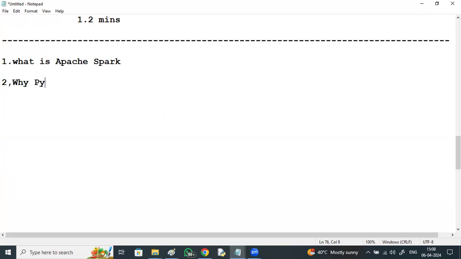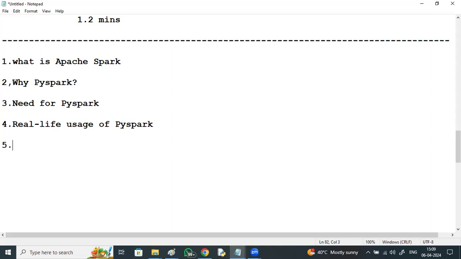Why PySpark? Why is PySpark required? Need for PySpark. Real life usage of PySpark. PySpark job market. What is Apache Spark? Why PySpark? Need for PySpark. Real life usage of PySpark. PySpark job market. So what is Apache Spark?